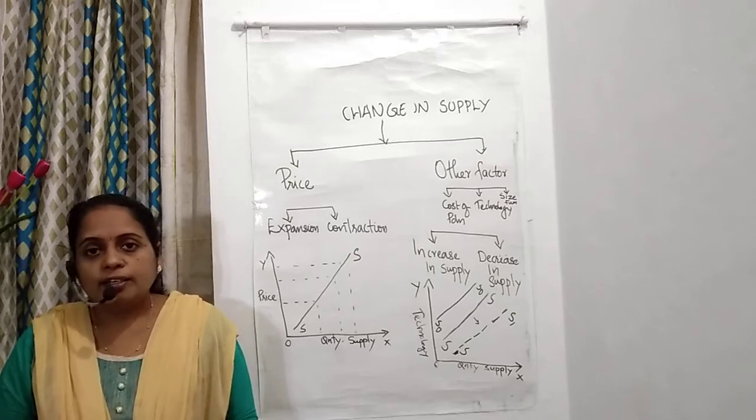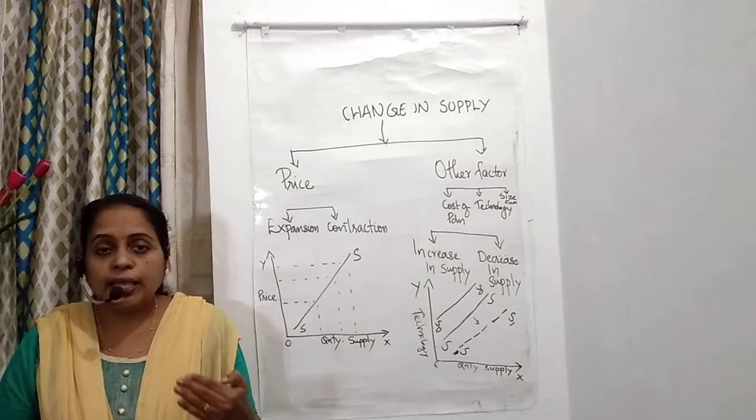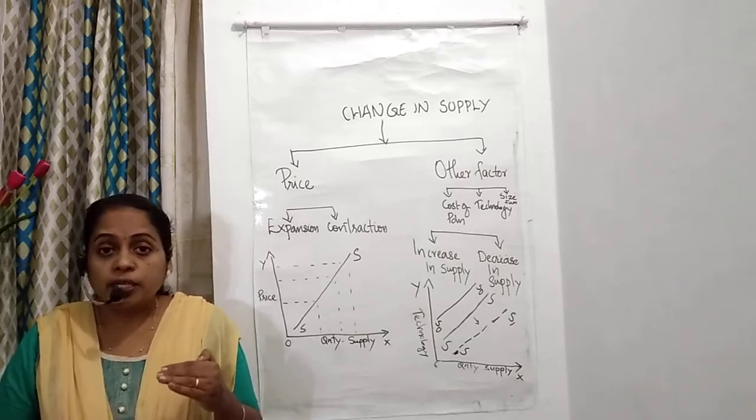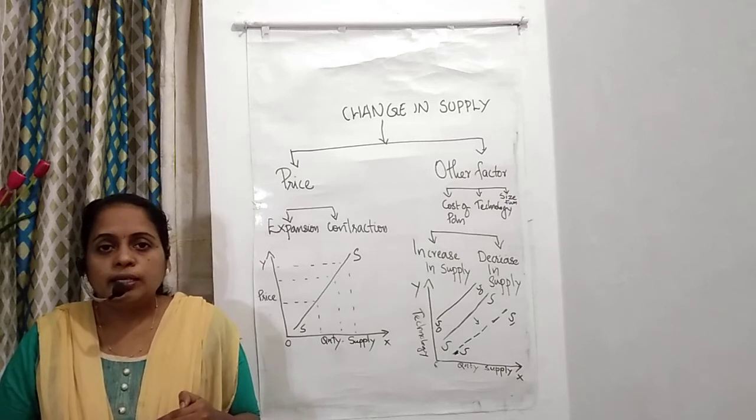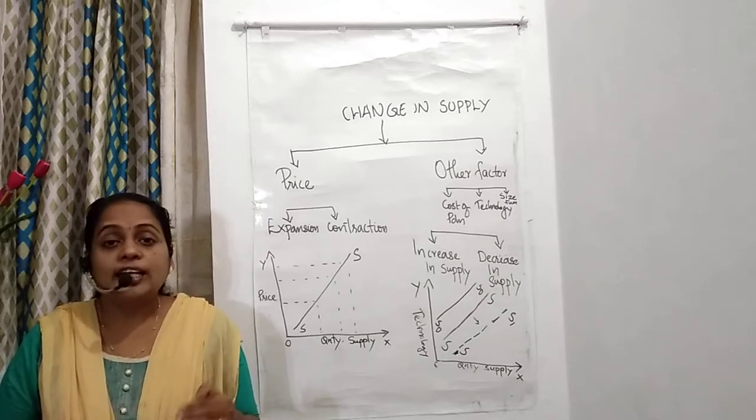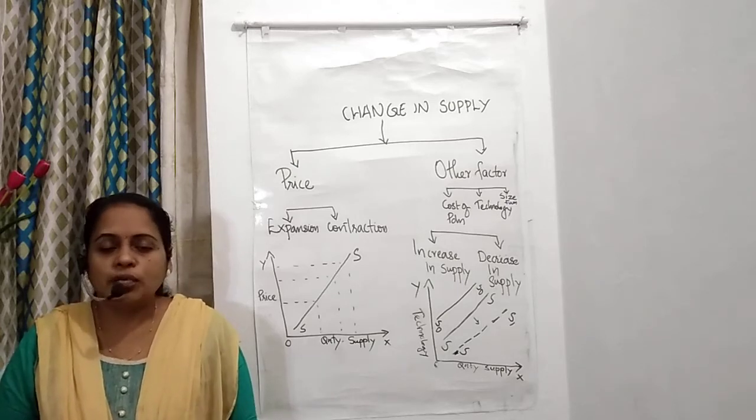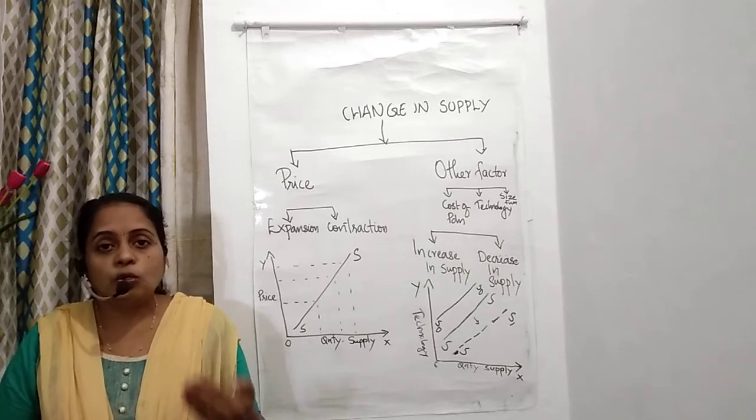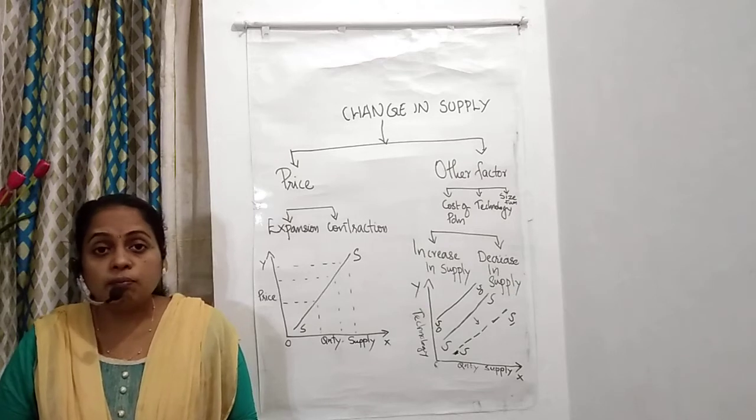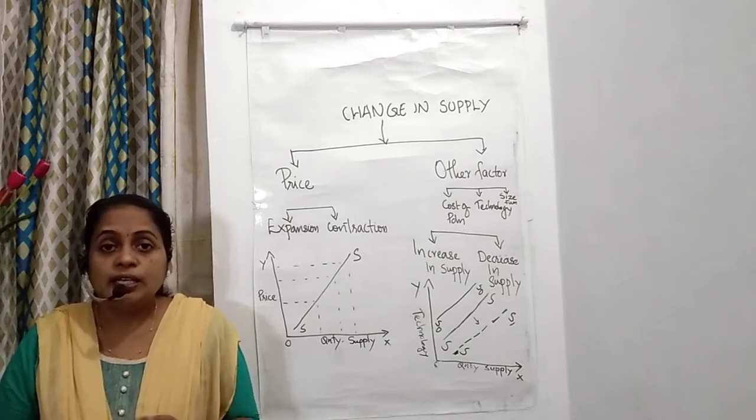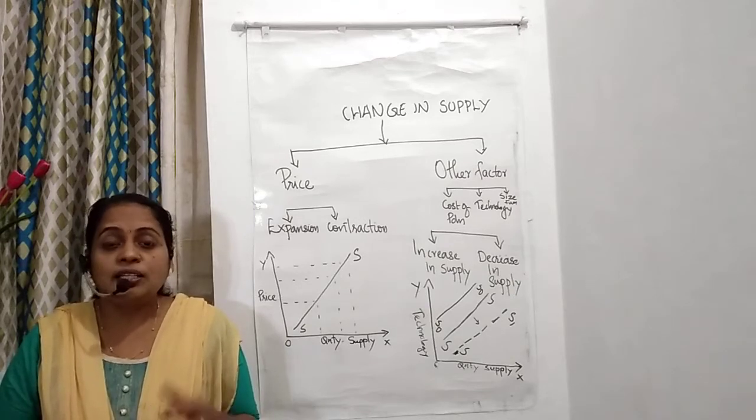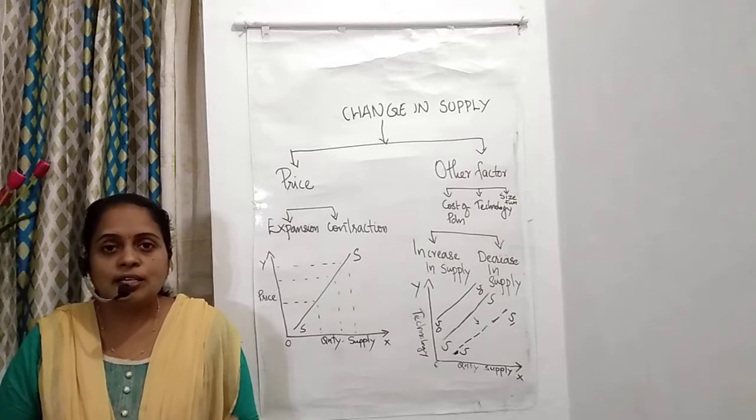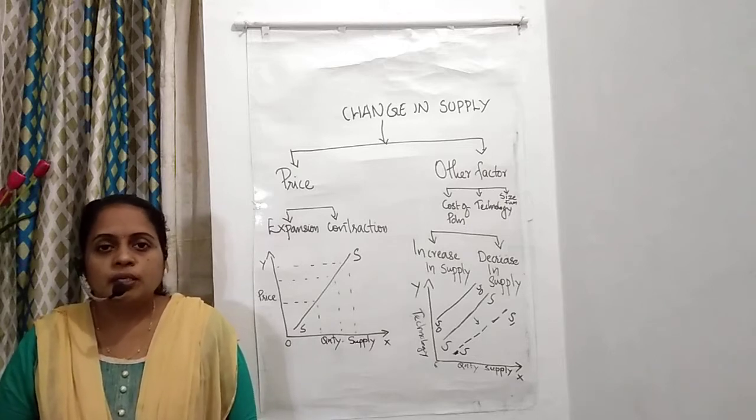അപ്പോൾ ആദ്യത്തെ സെക്ഷനിൽ നമ്മൾ എന്താണ് സപ്ലൈ എന്നും ഏതെല്ലാം ഫാക്ടേഴ്സ് സപ്ലൈയെ എഫക്റ്റ് ചെയ്യുന്നു എന്നും എന്താണ് ഒരു സപ്ലൈ ഷെഡ്യൂൾ, എന്താണ് ഒരു സപ്ലൈ കർവ് എന്നതിനെ കുറിച്ചും കണ്ടു. ലോ ഓഫ് സപ്ലൈ എന്താണെന്നുള്ള ഒരു എക്സ്പ്ലനേഷൻ ദറ്റ് ഇസ് ഗിവൺ ബൈ ആൽഫ്രഡ് മാർഷൽ. That is a direct relation between the price and supply is known as law of supply.